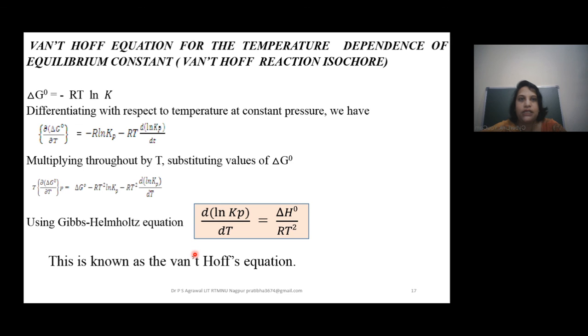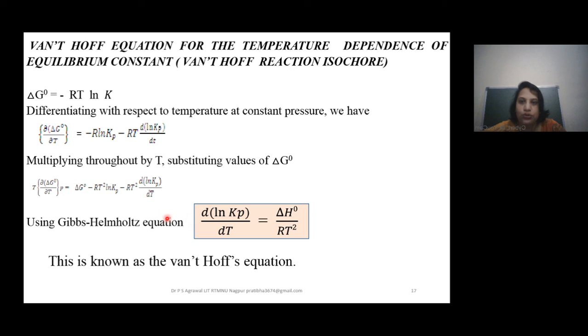Now, we will see the van't Hoff equation for the temperature dependence, or we call it the van't Hoff reaction isochore. Now we have derived delta G0 is equal to minus RT ln K. When we differentiate it with respect to temperature at constant pressure, we will get del by del T of these terms. This term and this term. Multiplying throughout by T and substituting the values, all are mathematical steps which we can see from the notes in detail.